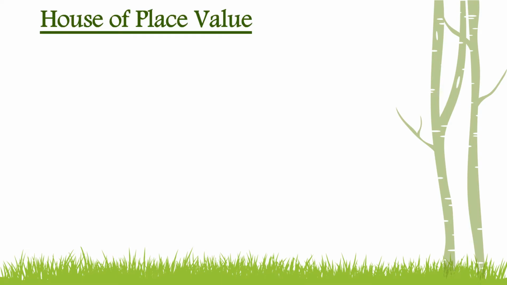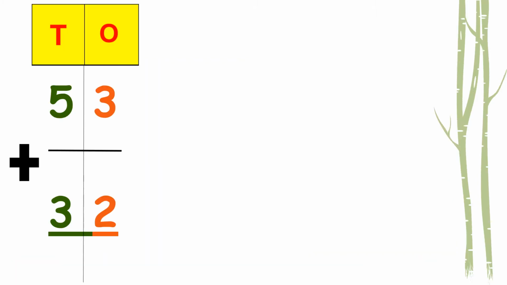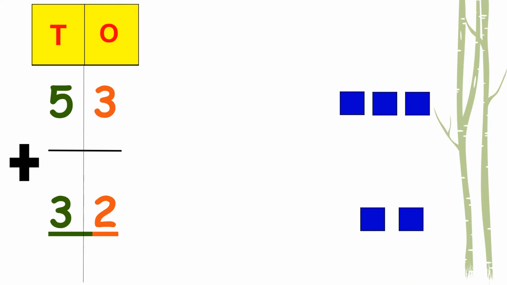Now, how's our place value? We said before that we represent ones by small squares and tens by sticks. Now we have 53 plus 32. As we said before, we start addition from ones place. In ones place here we have 3 plus 2. Let's represent ones by small squares. So I have 3 squares plus 2 squares equals what? Equals 5.